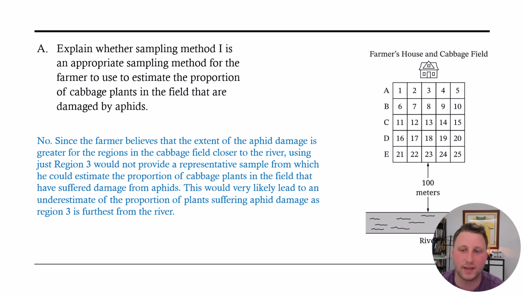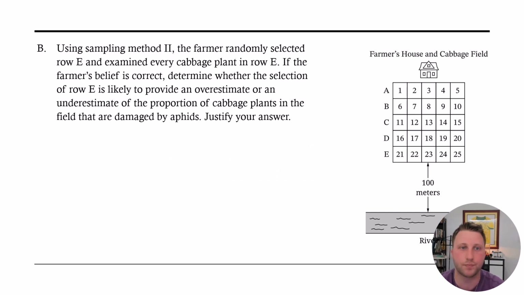This would very likely lead to an underestimate of the proportion of plants suffering aphid damage, as region 3 is furthest from the river. Please keep in mind that once I answered the question, I then read part B, which was asking for an over and underestimate. I'm not sure that you're going to have to say an underestimate in this part because they're explicitly asking for it in the next part. So it might just be okay to say that it is not appropriate, and the reason being that it's furthest from the river. That might be enough to earn you an E on this part.